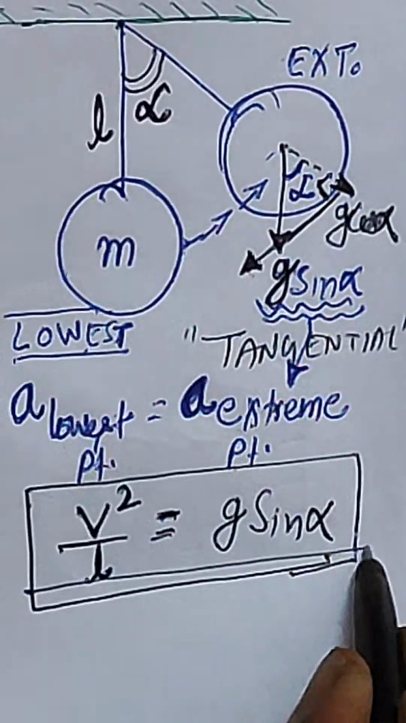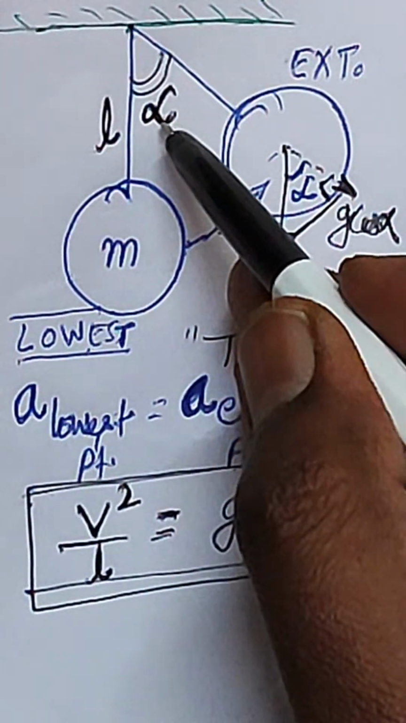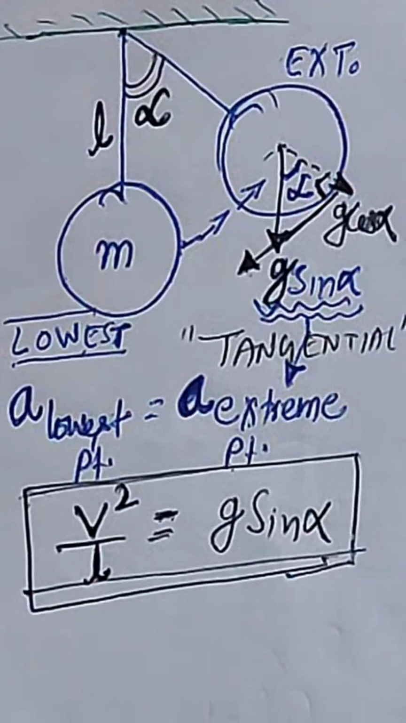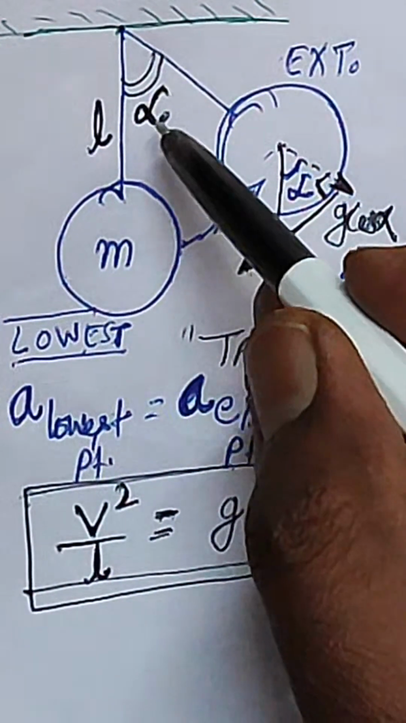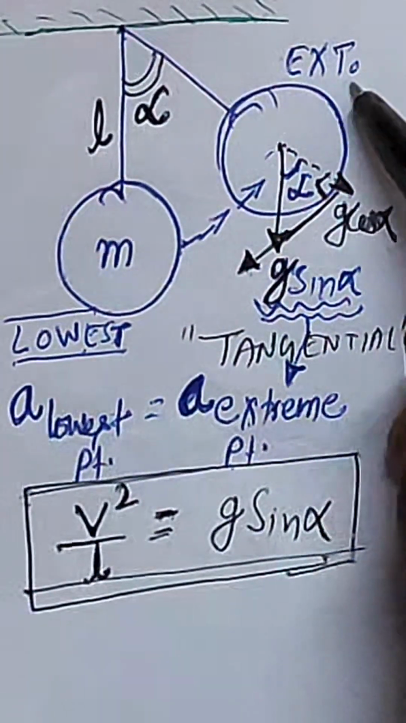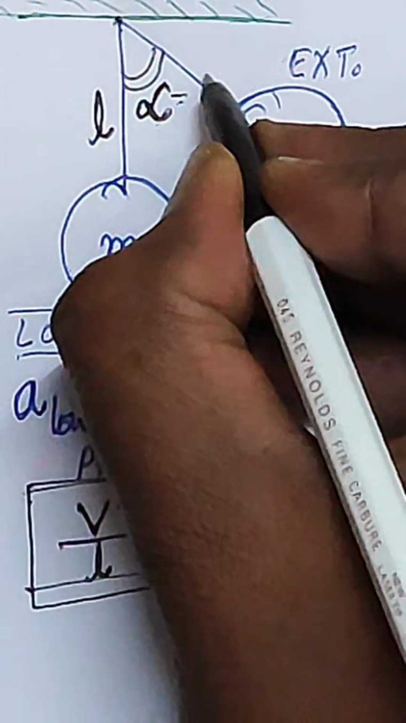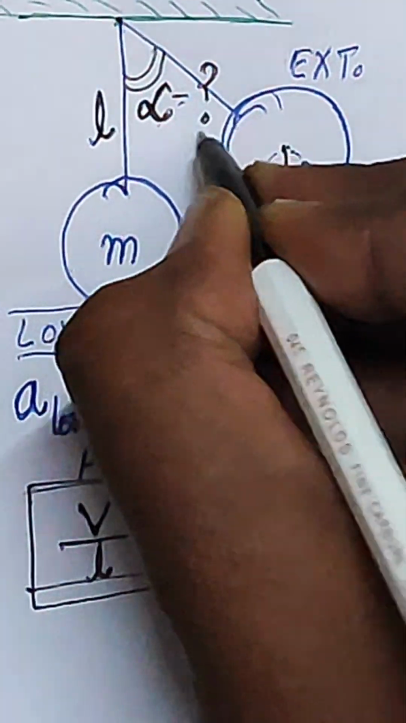Now the question is, what is the value of alpha? What is the deflecting angle of the string in the extreme position? This is the extreme position. What is this value of alpha? That needs to be calculated.